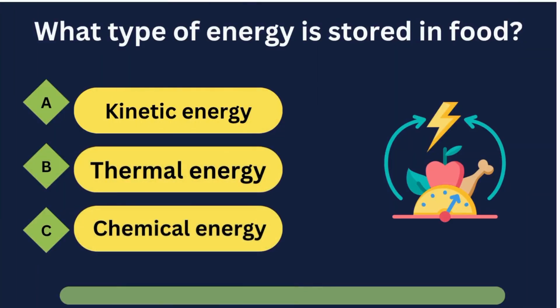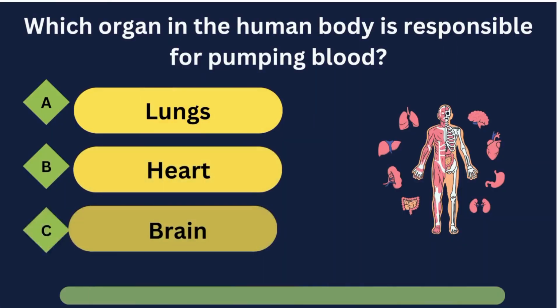What type of energy is stored in food? Thermal energy, chemical energy. What is the main function of the roots in a plant? Make food, absorb water, produce seeds. Which organ in the human body is responsible for pumping blood? What is the state of matter that has a fixed volume but no fixed shape? Heart, solid, liquid, gas.